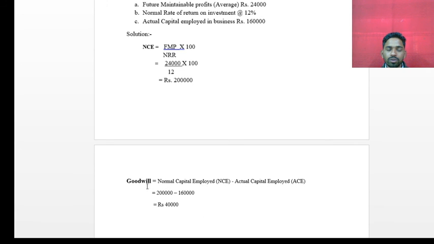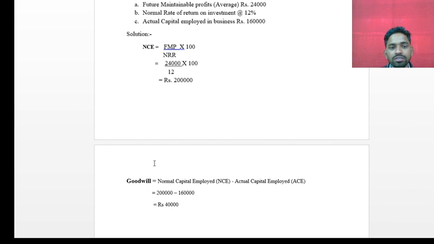Now how to calculate the goodwill? Goodwill is equal to normal capital employed minus actual capital employed. So normal capital employed is 2 lakh minus actual capital employed, which is given as rupees 1 lakh 60,000. 2 lakh minus 1 lakh 60,000 is rupees 40,000 remaining. So this 40,000 is the goodwill.